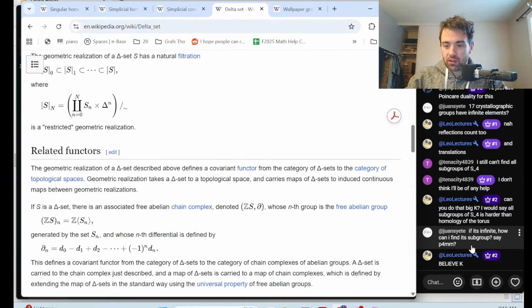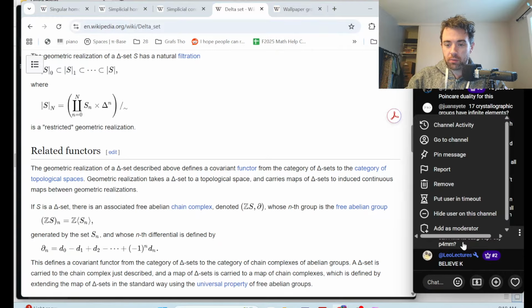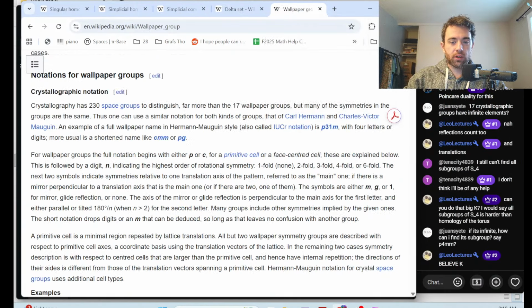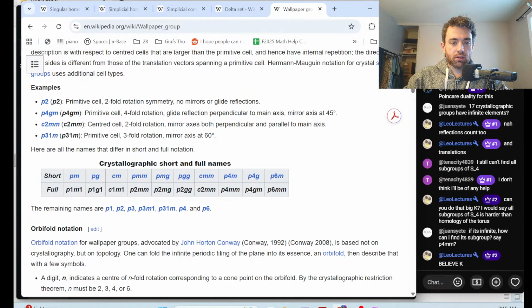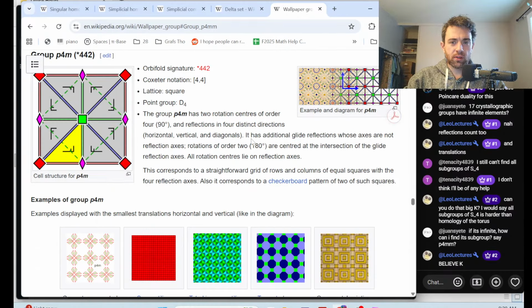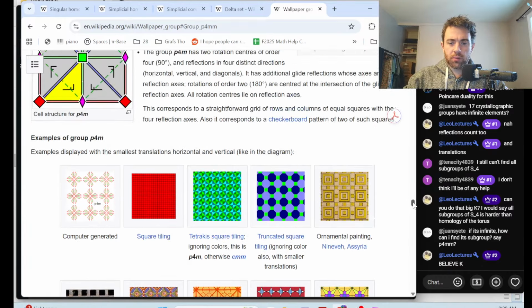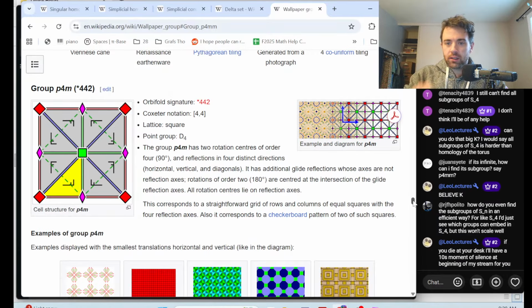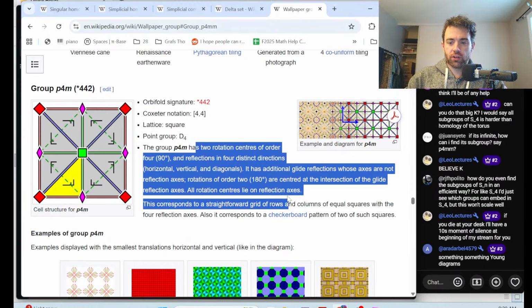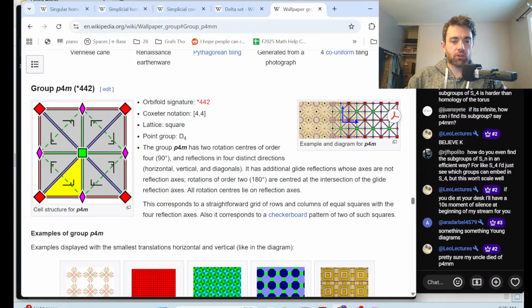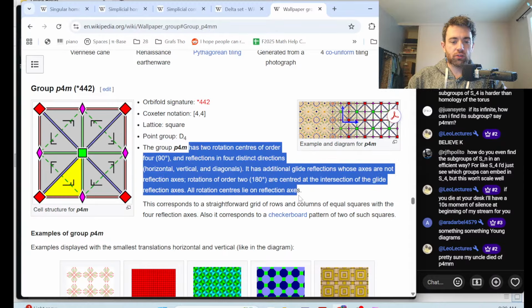If it's infinite, how can you find its subgroup? Say P4MM. Well, which one's P4MM? P4MM was a short name. Okay, let's go see this group. Well, there's going to be a lot of subgroups, right? This group is generated by what, reflections across each one of these angles? Just reflections and rotations, right? And if it also includes translations, just look at the translation subgroup, for example. Just forget that you have reflections and rotations, and then there you go.